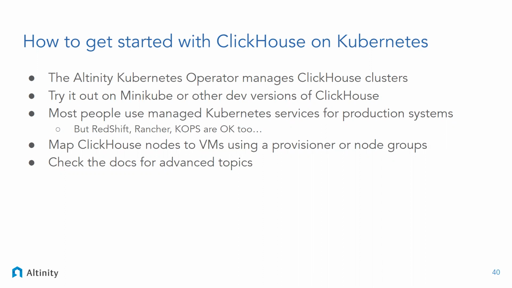You can try it out on Minikube or any other dev version of Kubernetes. It takes really a few minutes to set up and try it out. In fact, if you want to just learn ClickHouse, this is one of the best ways to do it, because if you want to set up sharding and replication, a complex configuration, the operator just does it automatically. You can then go in and poke around and see how it did it. Most users we're familiar with are using managed Kubernetes services, and we do it ourselves.